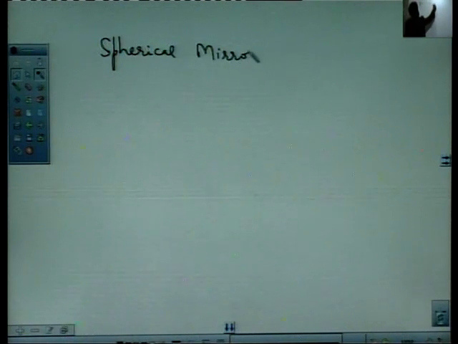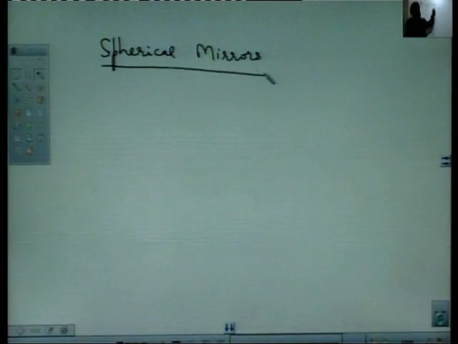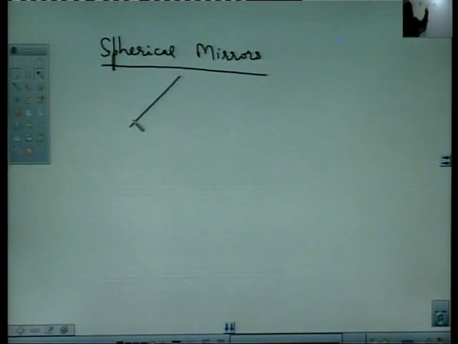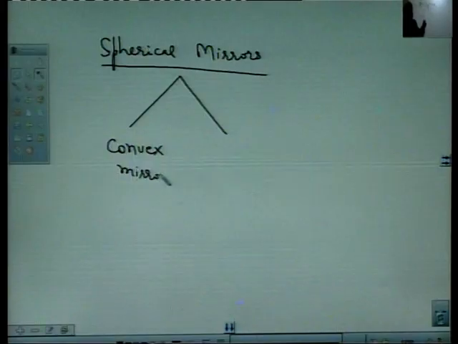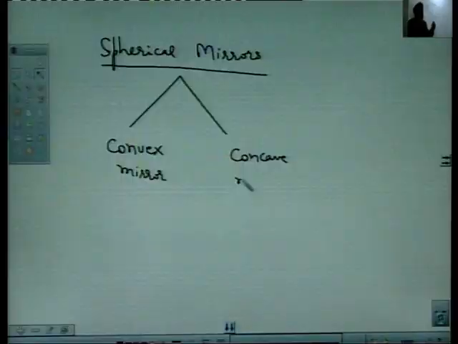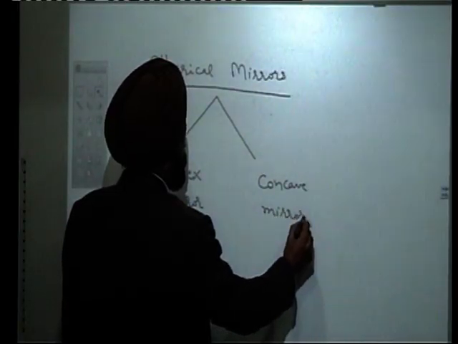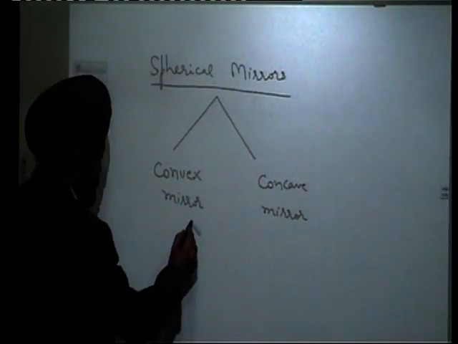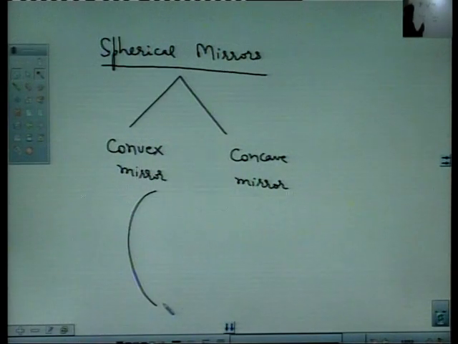Now, we come to another type of mirrors which are called spherical mirrors. Spherical mirrors are of 2 types. One is called convex mirror, another is concave mirror. Convex mirror is of this type.